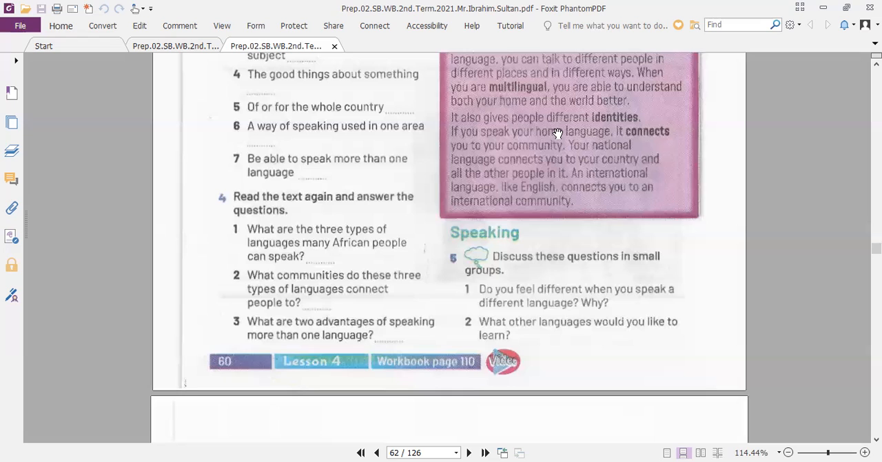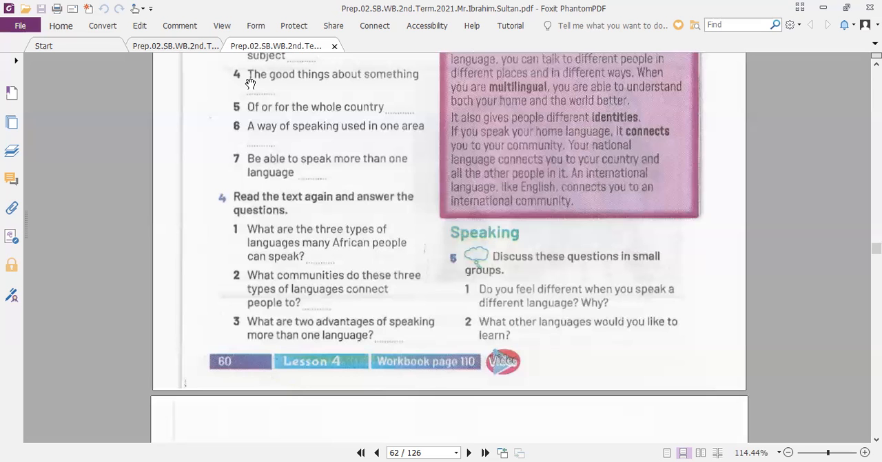Okay. And we have here, what are the two advantages of speaking more than one language? ايه الميزة ان انت تتكلمي اكتر من لغة؟ To contact with other people. Yes, okay. You can contact and connect in different ways. انت هتقدري تتواصلي بأساليب كتيرة. It helps you to understand both your home and the world.